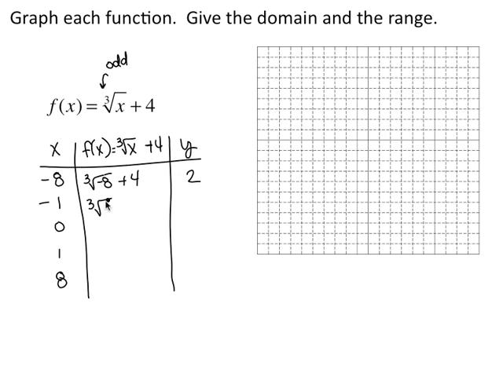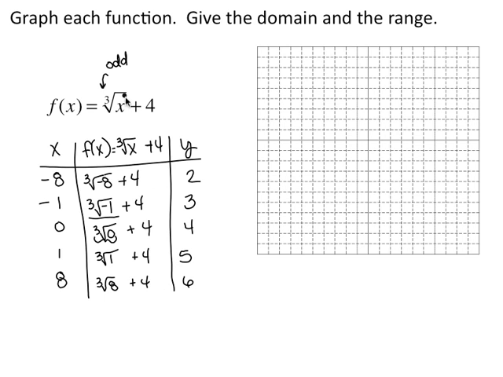Now the cube root of -1 plus 4, so the cube root of -1, this part here, is equal to -1. -1 plus 4 is equal to 3. The cube root of 0 plus 4, so the cube root of 0 is 0 plus 4, that's equal to 4. And then the cube root of 1 plus 4, that's equal to 5. And the cube root of 8 plus 4, that's equal to 6.